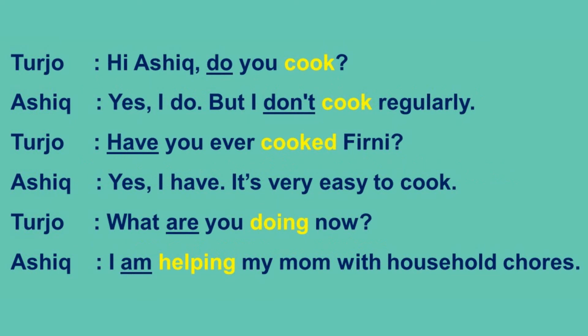Now look at this dialogue. Here the to do verb do and don't, to have verb have, to be verb are and am have no meaning of their own. And they have been used with main verbs. So, here these to do verbs, to have verb and to be verbs are auxiliary verbs.